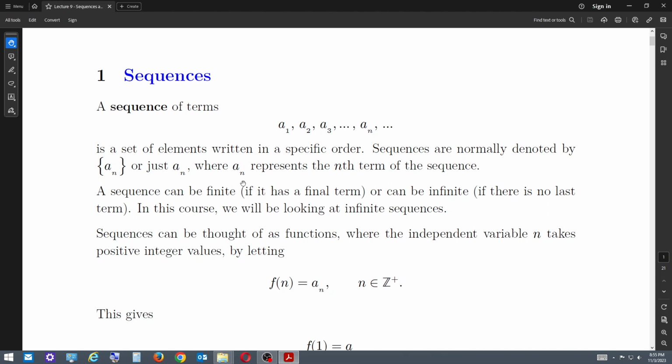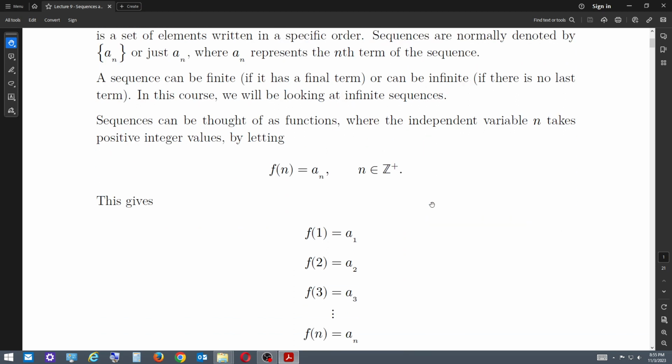Now a sequence could be finite if it has a finite number of terms, for example, if it stops at say the 100th term or the 500th term, or it can be infinite if it just goes on forever. In this course, we will be focusing on infinite sequences.